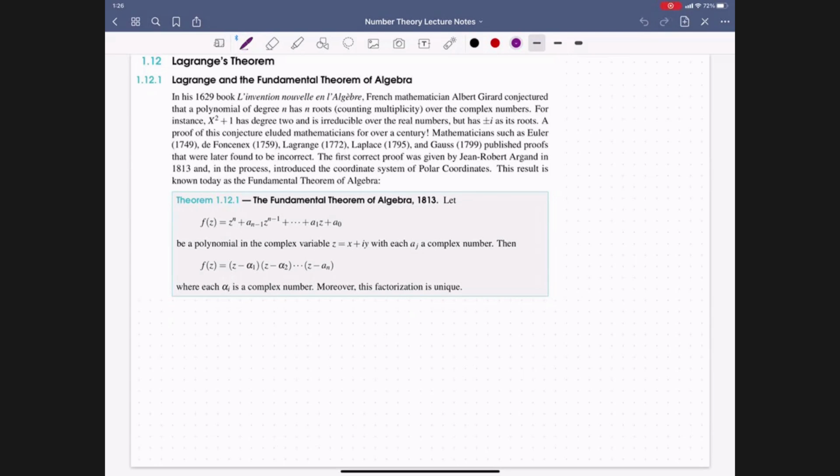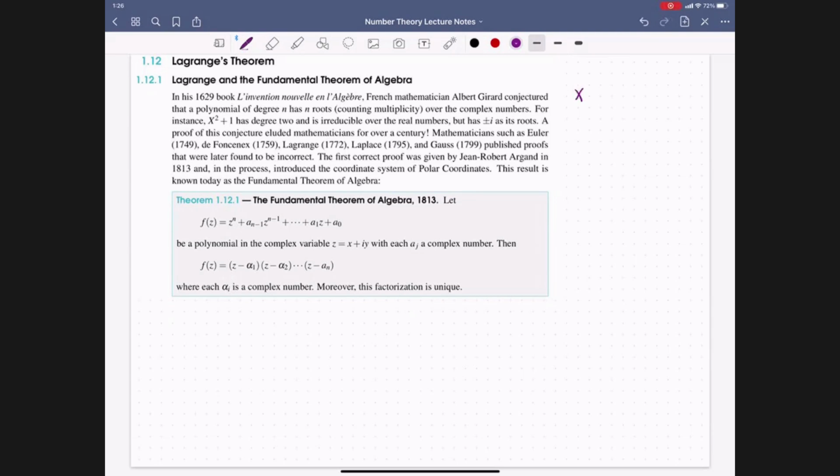So the story of Lagrange's theorem actually begins with some of the stuff that we have been discussing, specifically Wilson's theorem. Lagrange proved Wilson's theorem by applying this statement that he proved. But what he was actually trying to do was not prove Wilson's theorem, but a conjecture which today is known as the fundamental theorem of algebra. And the statement goes back to Albert Girard in 1629.